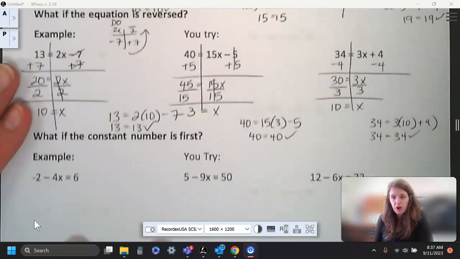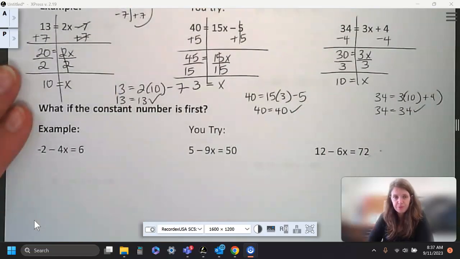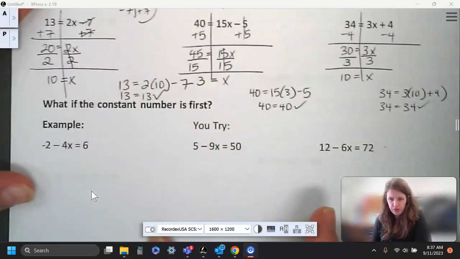If at this point you're getting them wrong and you want a little help, call me over, and I'll stop and I'll do some more examples with you. Let's do the last examples. Okay, so what if the constant number is first?